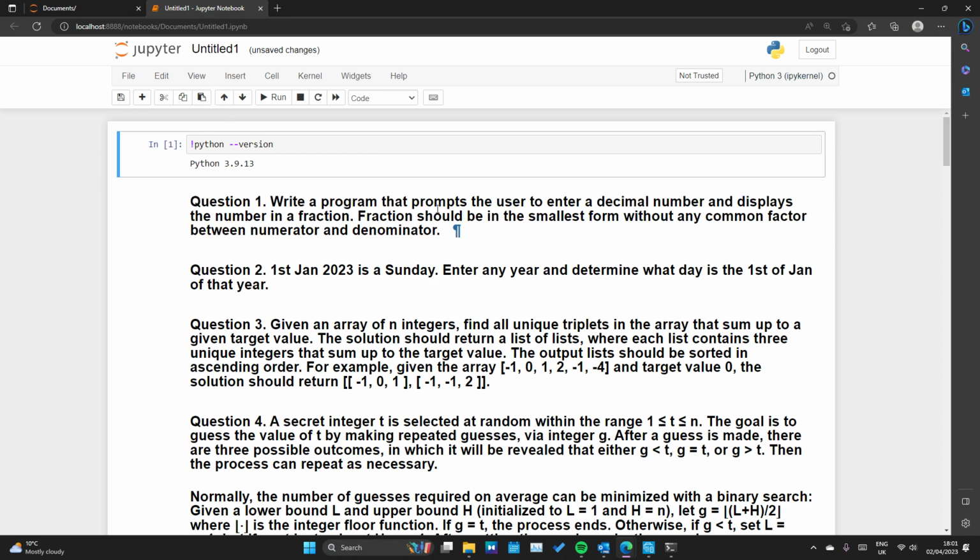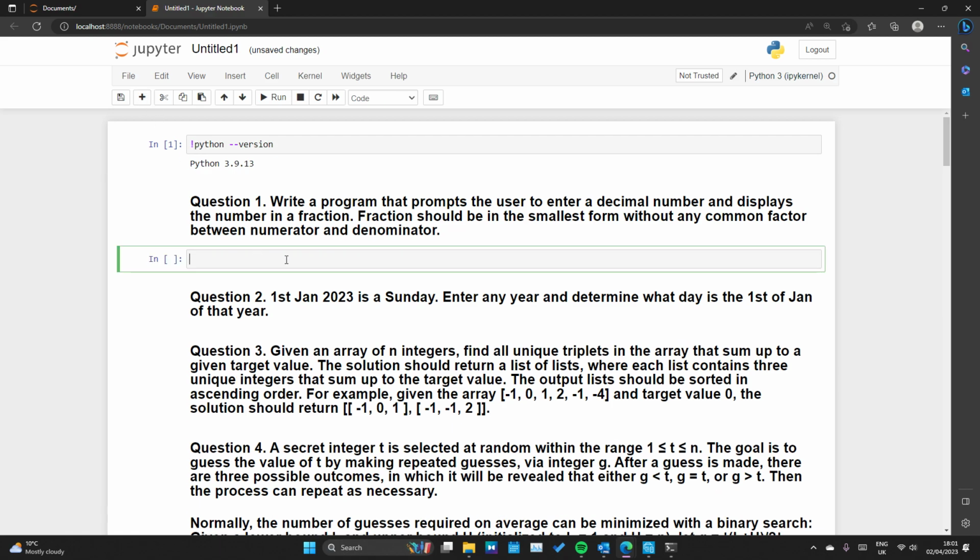Okay, so our first question that we will program says: write a program that prompts the user to enter a decimal number and displays the number as a fraction. The fraction should be in the smallest form, without any common factor between numerator and denominator. Now this seems like a fairly challenging problem. We have to write a program that prompts the user to enter a decimal number.